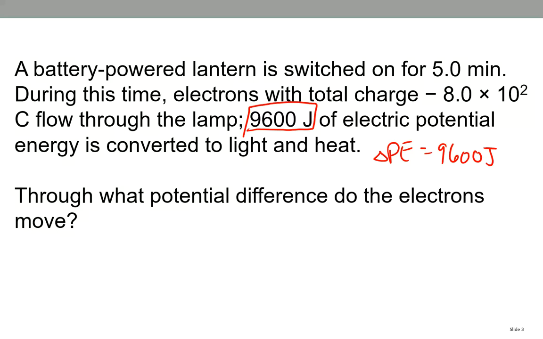The potential difference is in joules per coulomb, which is correct. And we have joules and coulombs given. That's right. That's all that pops out to me. That's a good observation, and in fact, that is all we need to solve this.